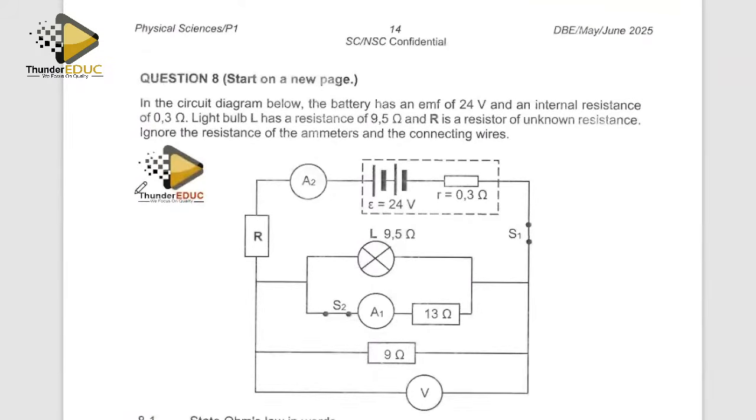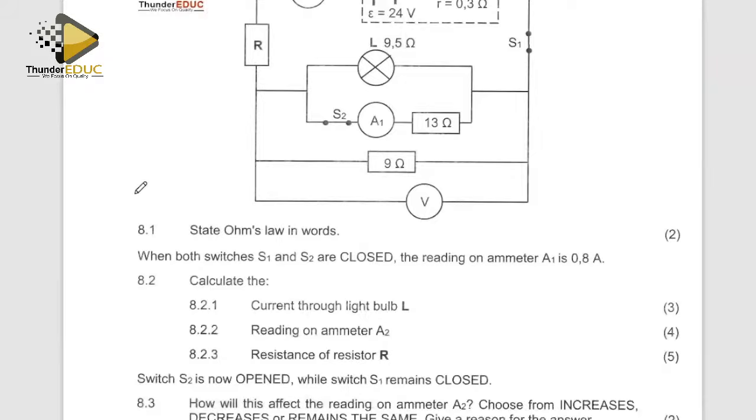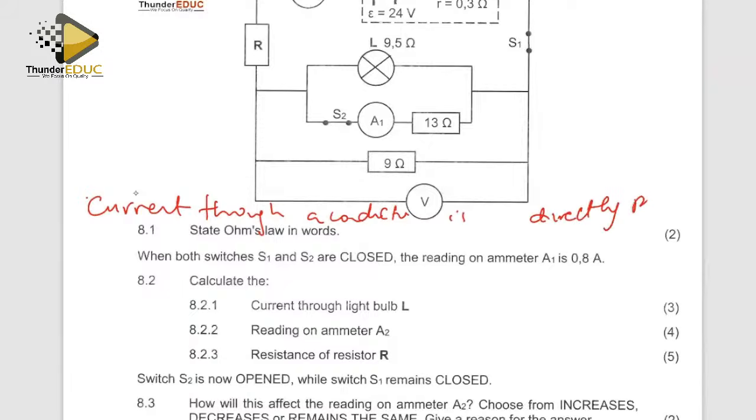Then question 8. They're telling us that in the circuit diagram below, the battery has an EMF of 24, the internal resistance is that, and we have all those resistors. Can we state Ohm's law in words? So we know that the current through a conductor is directly proportional to the potential difference, or some people call it the voltage, across a conductor at a constant temperature.